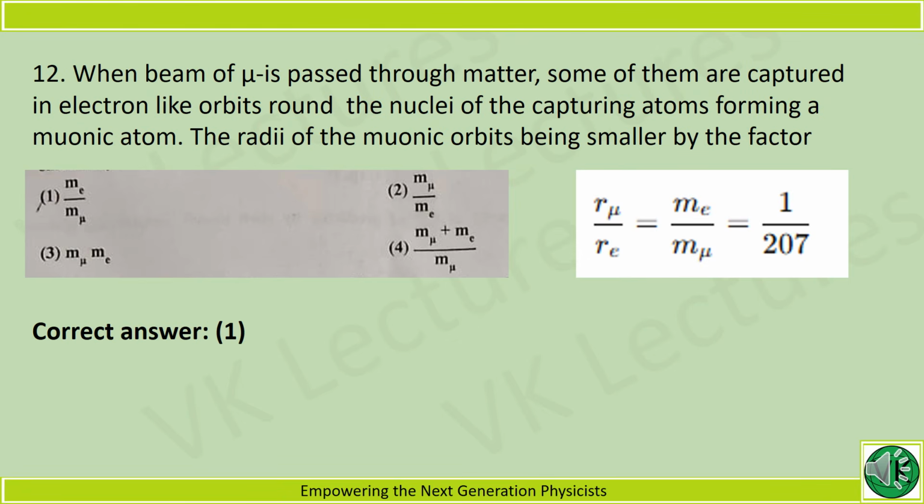When a beam of mu minus is passed through matter, some of them are captured in electron-like orbits around the nuclei of the capturing atoms, forming a muonic atom. The radii of the muonic orbits are smaller by a factor. The radius is given by r mu by re equal to me by mu, which is equal to 1 by 27. So the answer is option 1, me by mu.